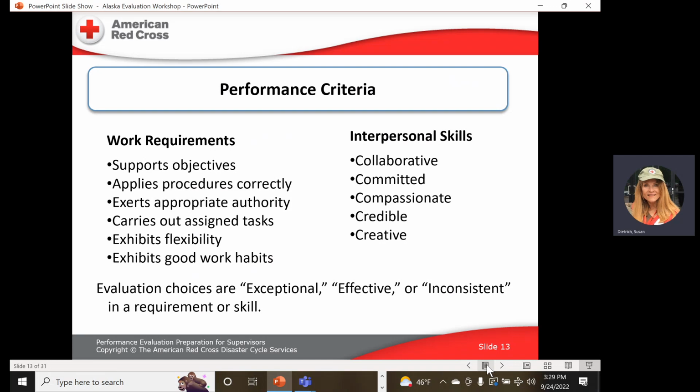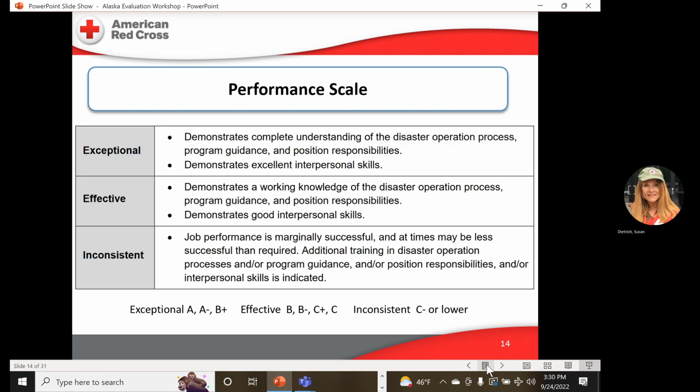Credibility goes into reliability, someone who is genuine and will be there for you, the supervisor, and for the team. And creative, is that person innovative? Are they resourceful? All of these things relate to interpersonal skills and make someone better on a DRO. The evaluation choices are exceptional, effective, or inconsistent in a requirement or skill.